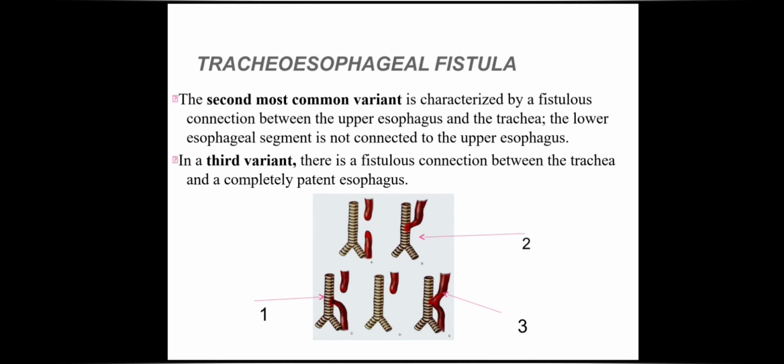The second most common variant is characterized by a fistulous connection between the upper esophagus and the trachea. The lower esophagus segment is not connected to the upper esophagus. So this is the P type of tracheoesophageal fistula. The third variant is a fistulous connection between the trachea and a completely patent esophagus. So the E type.